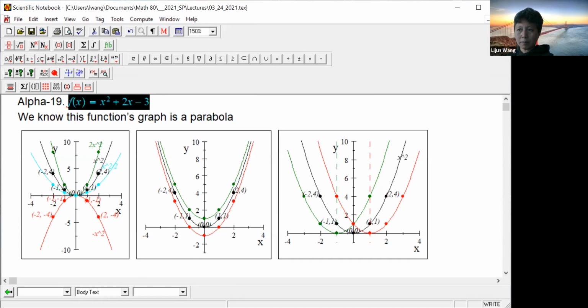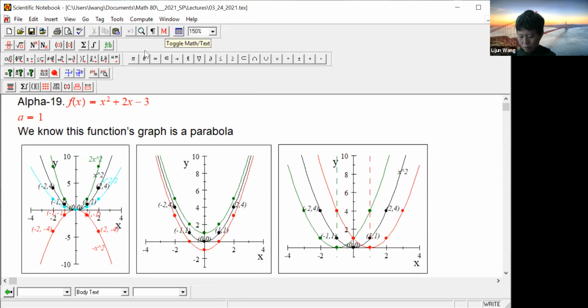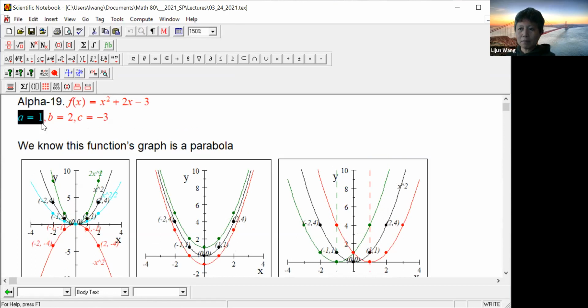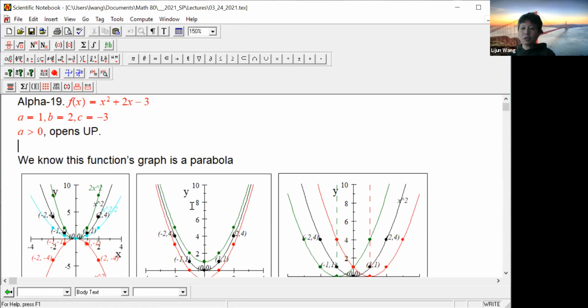All of these are parabolas. This is a parabola as well, except we don't know where it should be positioned. From here, we can tell that in this parabola, A is 1, B is 2, C is -3. From the value of A, we know A cannot be 0, but if A is positive, the parabola is going to open up. How do we know that? Because we have observed all of these parabolas.